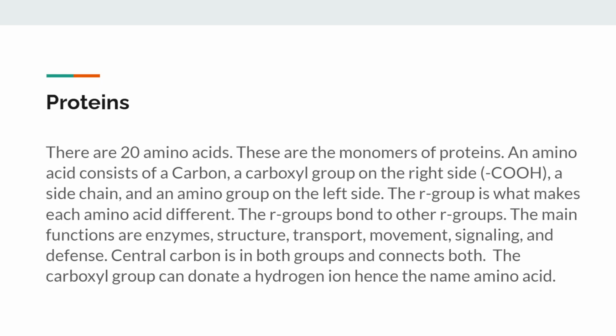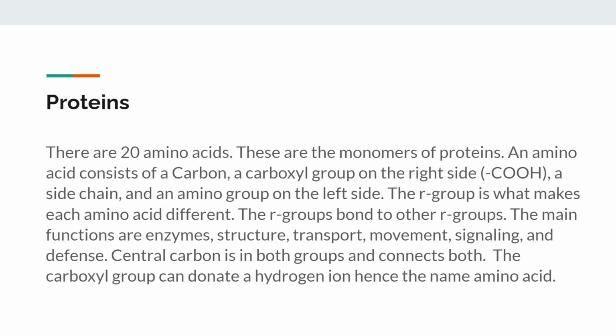So, there are 20 amino acids. Technically, there are 22. I think there's something called selenocysteine and some other one, but they're not really used. The first 20 are the main ones. I believe the 21st and 22nd were discovered recently, so those aren't really that important. These are the monomers of proteins.